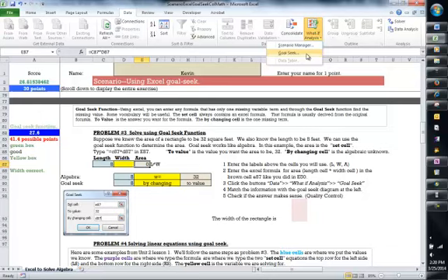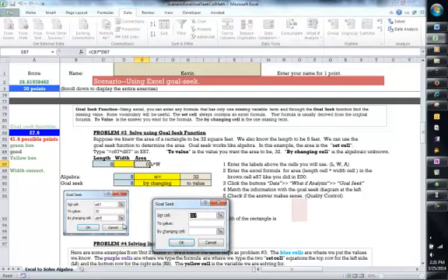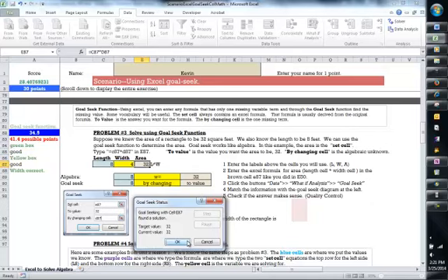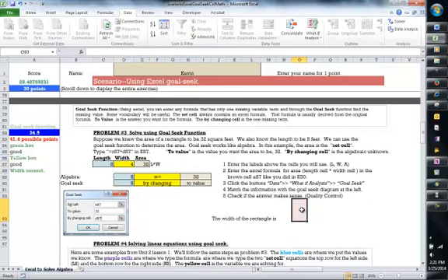Data, what if analysis, goal seek, and let's match up what it has there: E87 to 32 by changing D87. And if you notice, Excel quickly calculates that the value is 4.